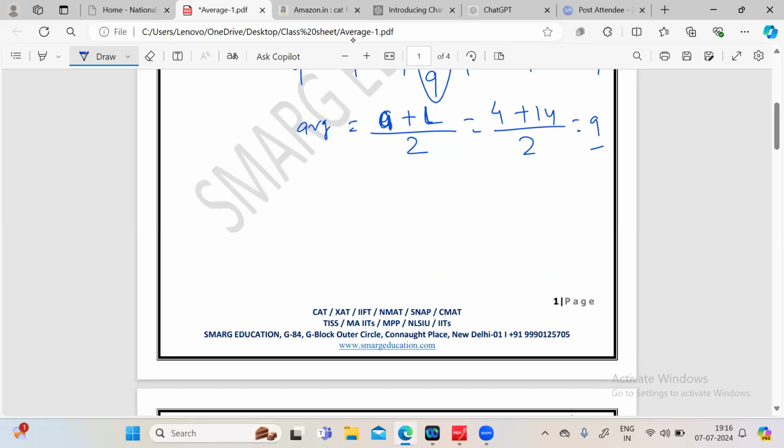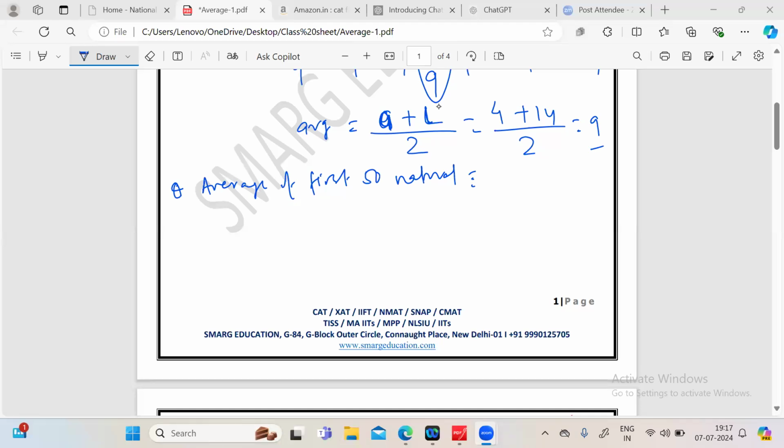Now I'll keep on writing some questions here, and you will tell the answer. Average of first 50 natural numbers. Tell me what it will be. Anyone? Average of first 50 natural numbers.